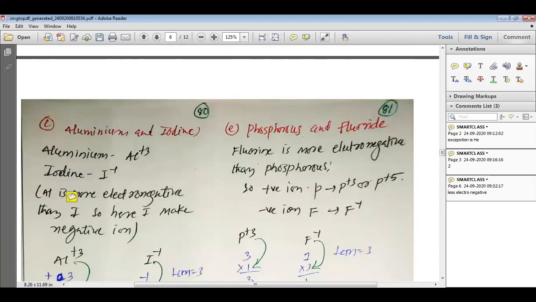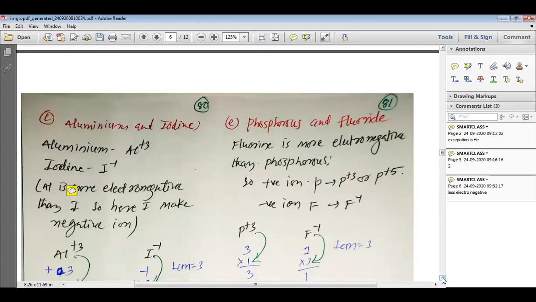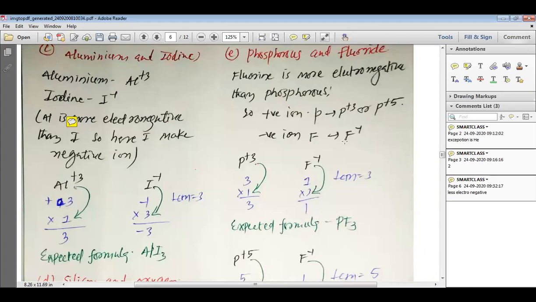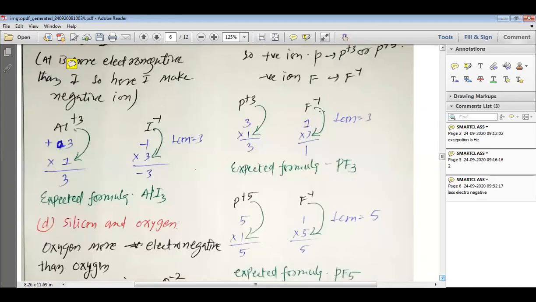Then we have the next question, phosphorus and fluorine. Fluorine is more electronegative than phosphorus, so the positive ion is made by phosphorus. Phosphorus can make P+3 and P+5. So we will have to calculate for both, whereas fluorine makes the F-1 ion. So when phosphorus is P+3, F is -1, the charges are 3 and 1, and the LCM is 3. So we need 1 phosphorus and 3 fluorine, that gives us PF3.